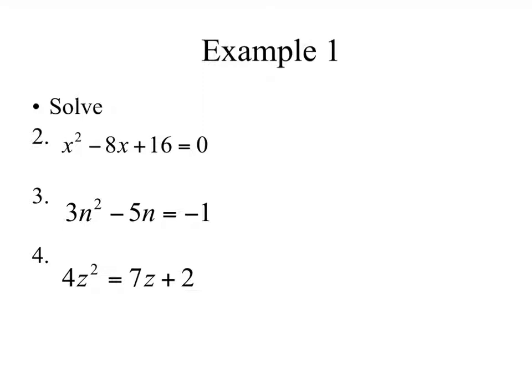I would like you to go ahead and try these three using the quadratic formula. Remember that the equation must always be set to 0. You have to have that a, b, and c term. In the first problem, we actually only end up getting one answer, which is 4, and that's fine. In number 3, you should have ended up with 0.2 or 1.4. And for the last one, negative 0.25 or 2.